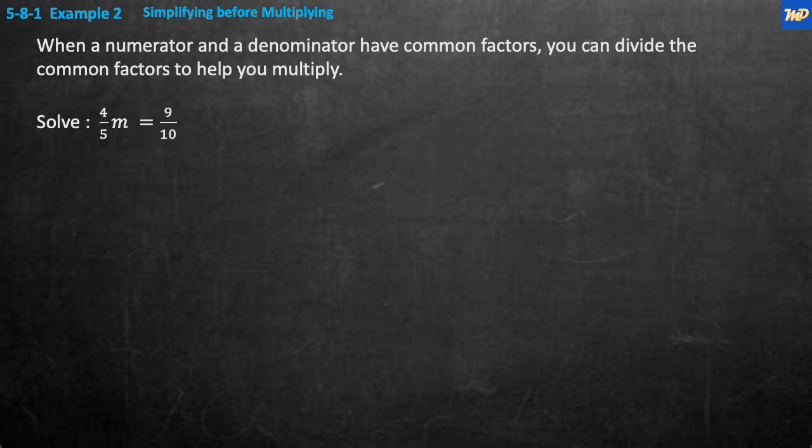Example 2, simplifying before multiplying. When the numerator and the denominator have common factors, you can divide the common factors to help you multiply. So let's take a look at this. Here's the problem. 4/5 m is equal to 9/10.